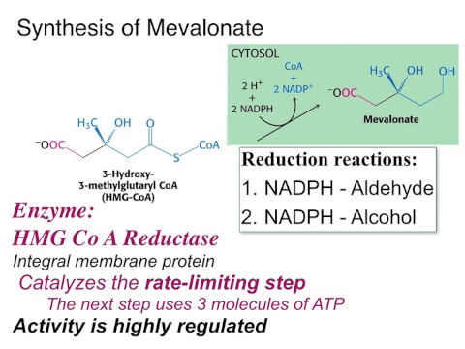HMG-CoA reductase catalyzes the rate-limiting step in cholesterol synthesis. It's the slowest step in the pathway, and therefore it's highly regulated. Now, the next step that we're going to see is going to use 3 molecules of ATP, which is really expensive. And so it's a good idea to make sure that you really want to make mevalonate.